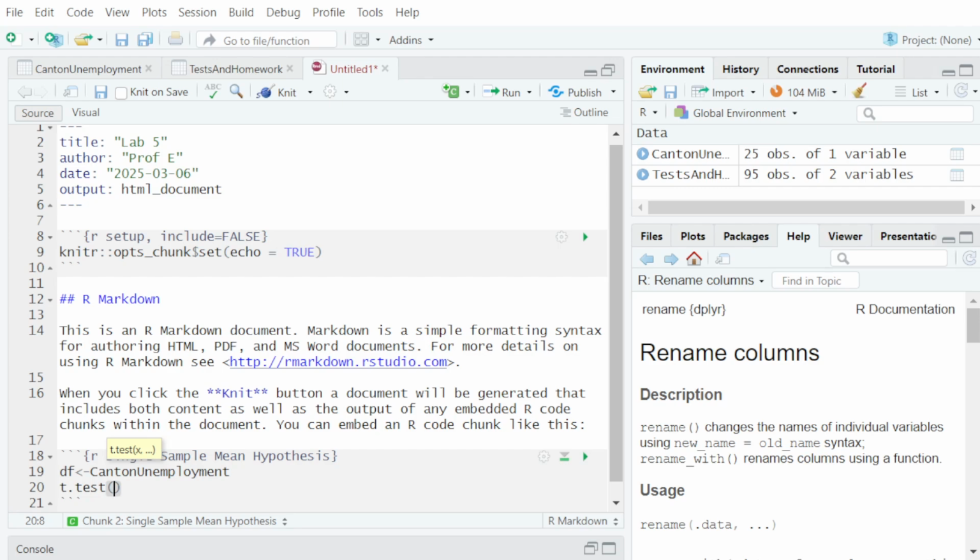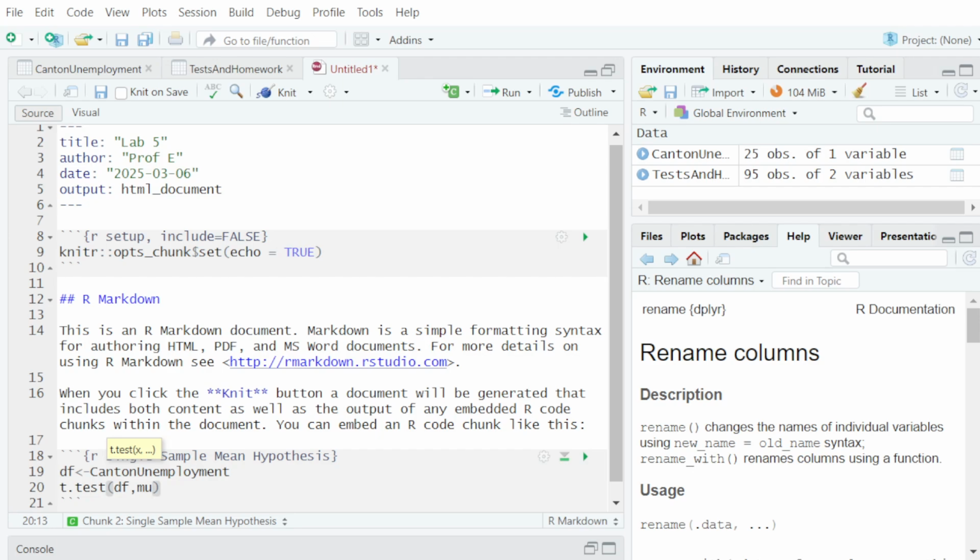So then I need parentheses to start putting things in. The first thing that I need to put in would be the data itself. So in this case, df would be our data frame. Then the next thing, if I have more than one variable that I'm looking at, I would then put in y equals and then whatever the second sample is. We're not doing that. This is a single sample, so df is enough. It just has one column in it, so I don't have to worry about specifying which column. If you did need to do that, you do df and then the dollar sign and then choose the appropriate variable.